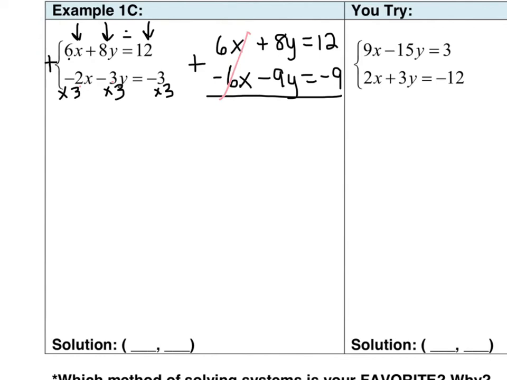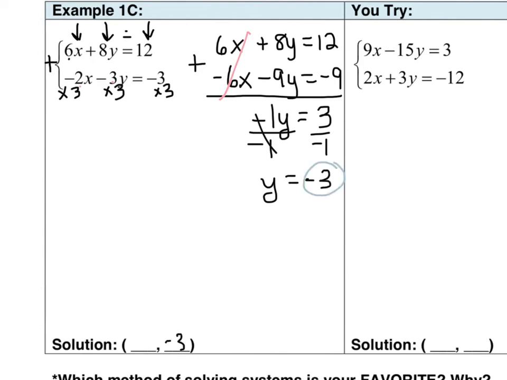So let's continue by adding the rest of the items together. 8 plus negative 9 is negative 1. 12 plus negative 9 is 3. Divide by negative 1, and we get y equals negative 3. So I'll put that right there. Now we're going to take that and plug it into any one of the y's that we want. That one, or that one.